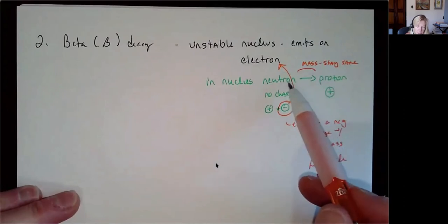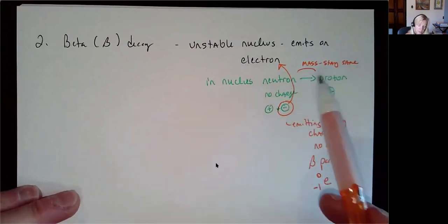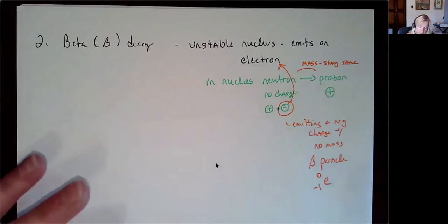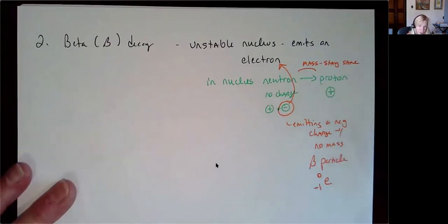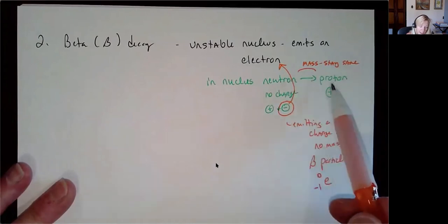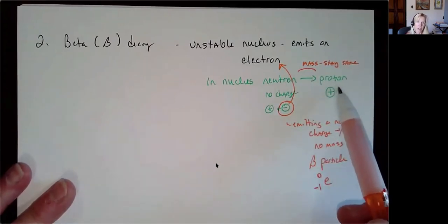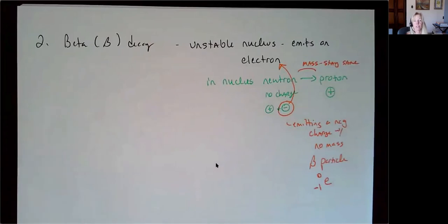My mass number is the number of neutrons plus the number of protons. So if a neutron becomes a proton, I'm still not going to see any change in my mass number. My atomic number is actually going to go up by 1, because now I'm adding a proton to the nucleus. And so my daughter nuclide is going to have 1 more proton in the nucleus than my parent nuclide.